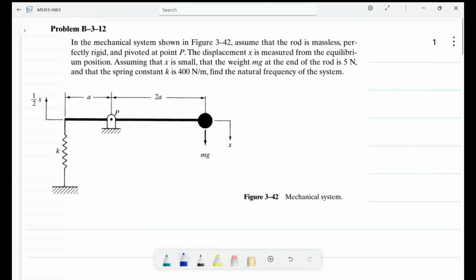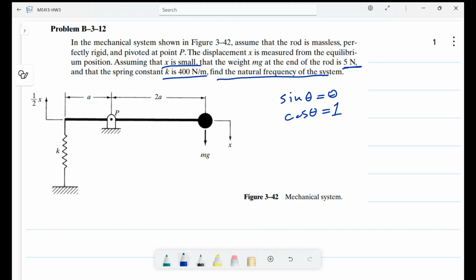Today inshallah we will solve problem 12 from chapter 3. The question says: in the mechanical system shown in figure 342, assume that the rod is massless, which is this rod, perfectly rigid and pivoted at point P. The displacement x is measured from the equilibrium position, and assuming x is small, this means that sine theta will equal theta and cosine theta will equal simply 1, and that the weight mg at the end of the rod is 5 newton, and k, the spring constant, is 400 newton per meter.